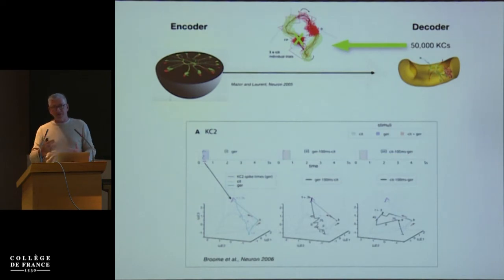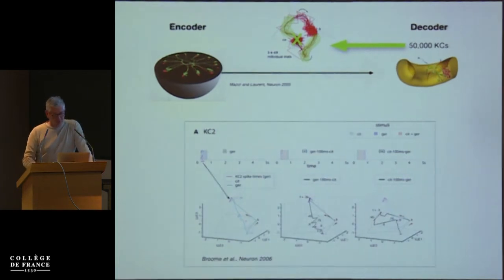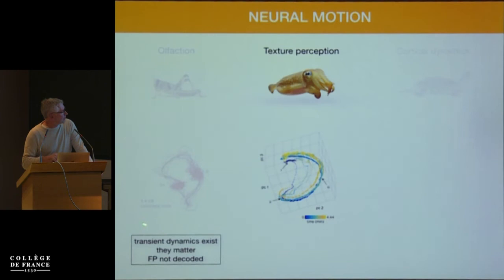Okay? So we're starting to have an understanding of how you form a representation which is specific by exploiting those dynamical features of the response pattern in the system. So through this work, we were able to show that these transient dynamics exist, that they matter, and that the fixed points themselves are not decoded, which is somewhat paradoxical. The fact that something exists when you find it in the brain doesn't necessarily mean that it's exploited directly by the decoding neurons. So now what I'm going to talk about is a completely different system.